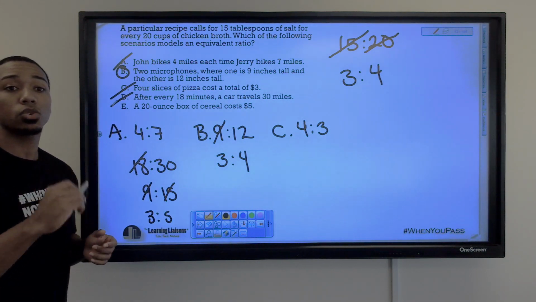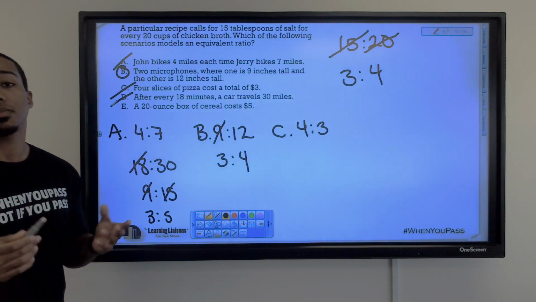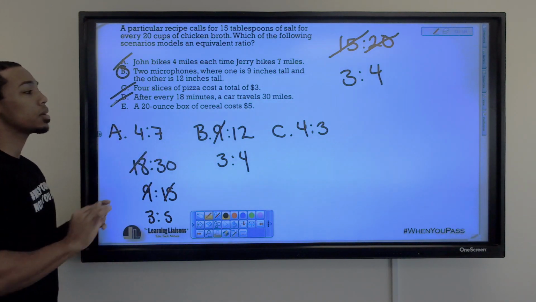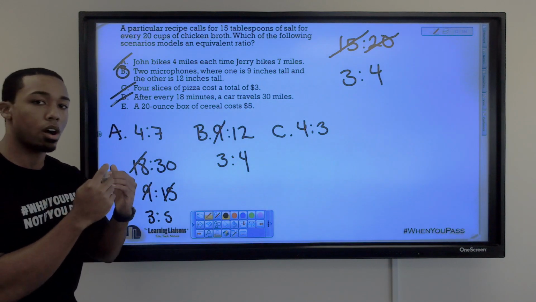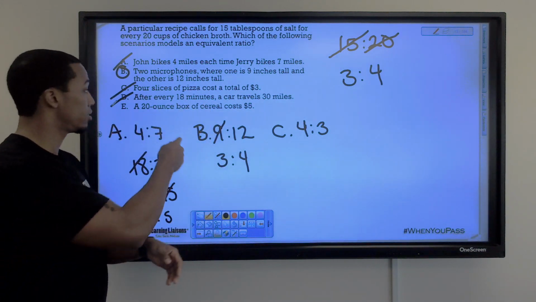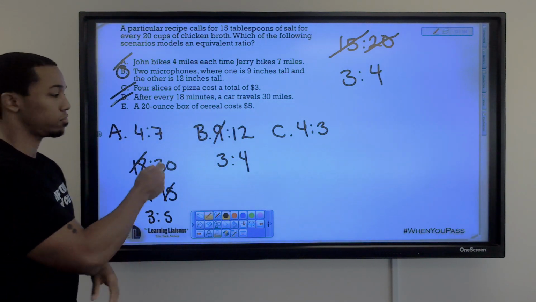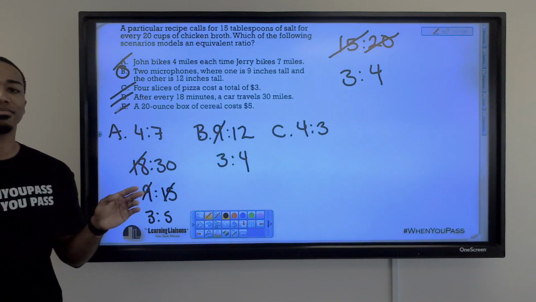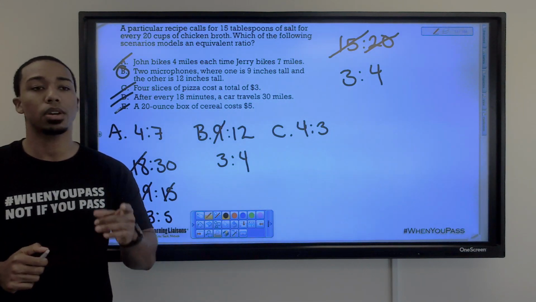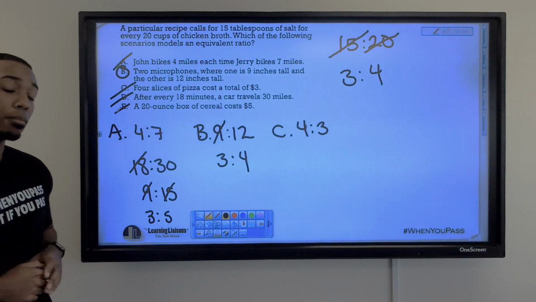And E, a 20-ounce box of cereal costs $5. I already know that that would be the answer because we need a smaller to bigger, 3 to 4, not bigger to smaller. So we can use some context clues there. We're fine. And there we go. That's why the answer choice is B.